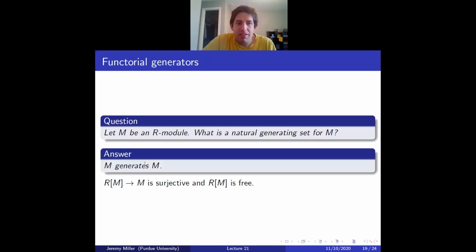M generates M, so that says that R of M, here just viewing M as a set, is surjective, and R of M is free. I guess eventually we'll want maybe the reduced version of this. You don't need 0 to generate M, but it's fine to throw 0 in for right now.